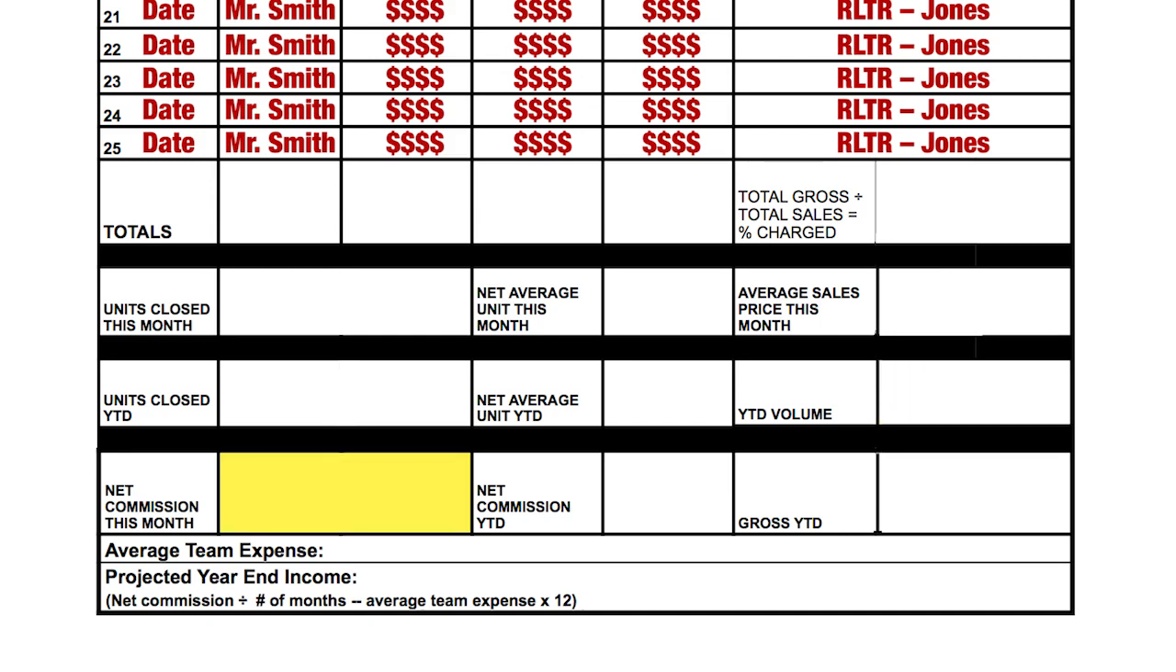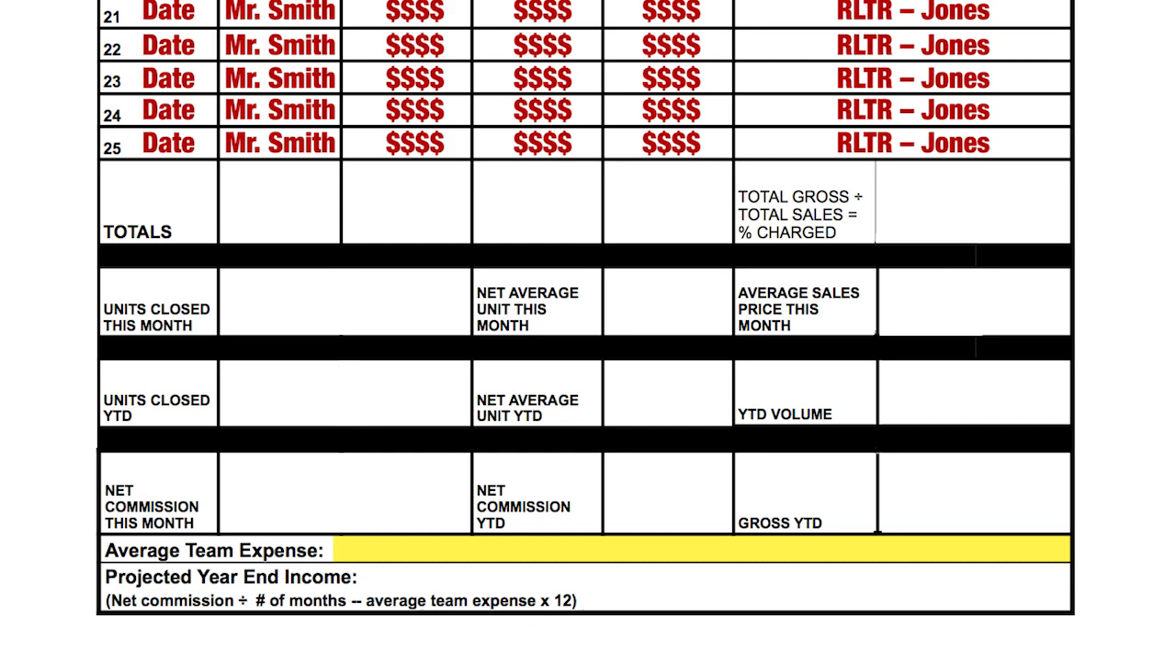Your net commission this month, bring it down from the top. Your net commission year to date, your running total starting from January, and your gross commission year to date, total gross since January. Then, just like the lenders, you're going to tell us your average team expense. How much does it cost you to run your team on average every month?